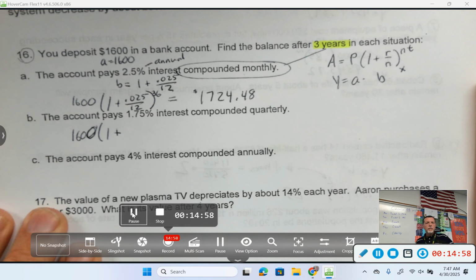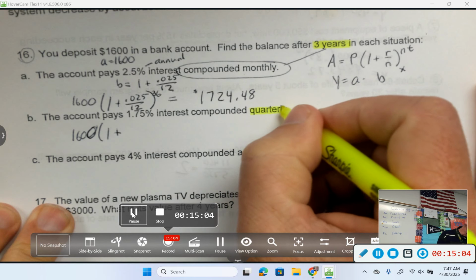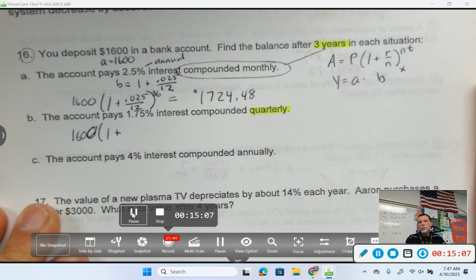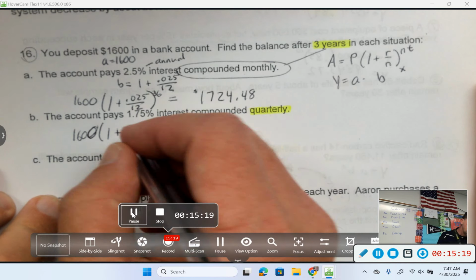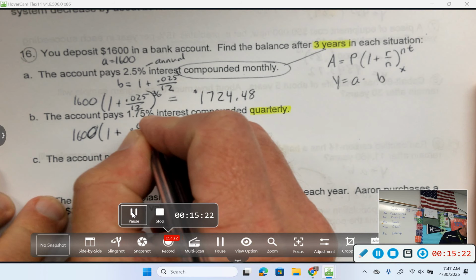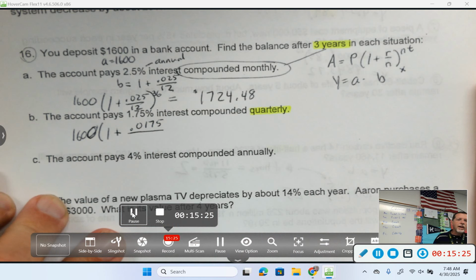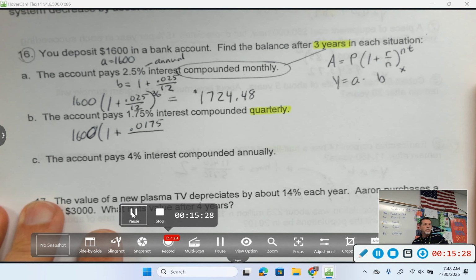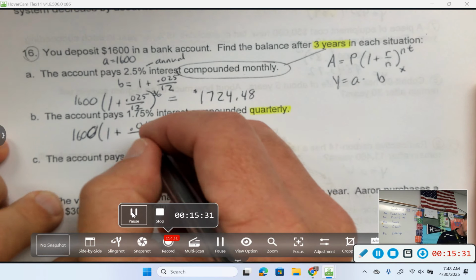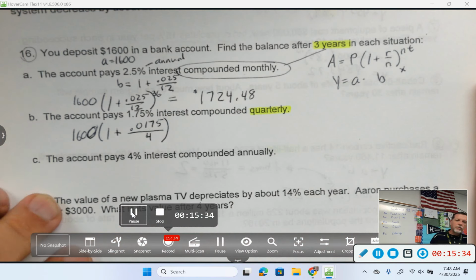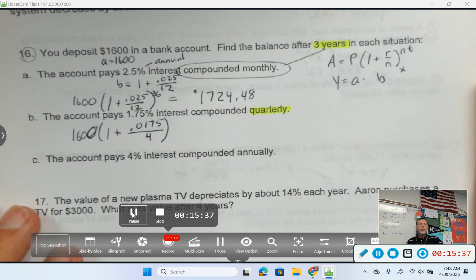All right, what does quarterly mean? Yeah, careful. There's 4 quarters in a dollar. There's 4 quarters in a football game. There's 4 quarters in a basketball game. Go Rockets. And there's 4 quarters in a year. So 0.0175 divided by, how many times per year are we compounding? 4. And if we compound quarterly for 3 years, that means we'll compound 12 times.